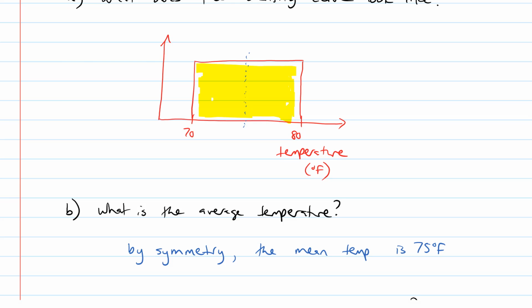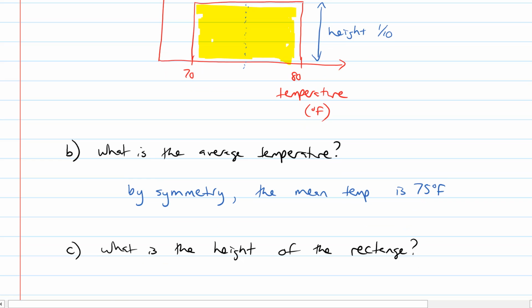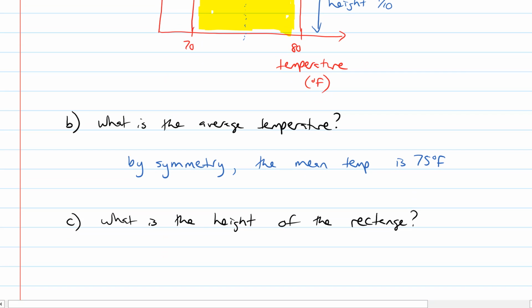We can see that it's just a rectangular box, and the length of that box is equal to 10 units. And so here's the height that we want. And by inspection, hopefully, you can see that the height is going to be 1/10. If you care about the units, it's 1 over degrees Fahrenheit. But the idea here is that we want the area.